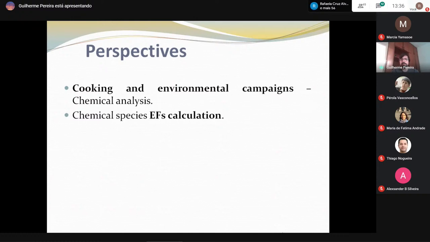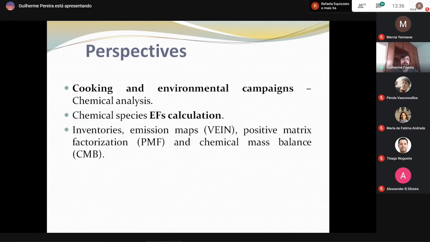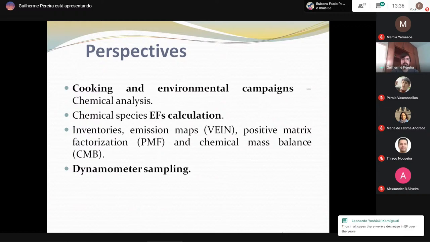And after that, emission factors calculation for all the chemical species. With that, we'll have inventories, emission maps with FAME, and perform receptor models with the PMF and chemical mass balance. And that's it. And also the anemometer sampling, which is going to be performed soon.